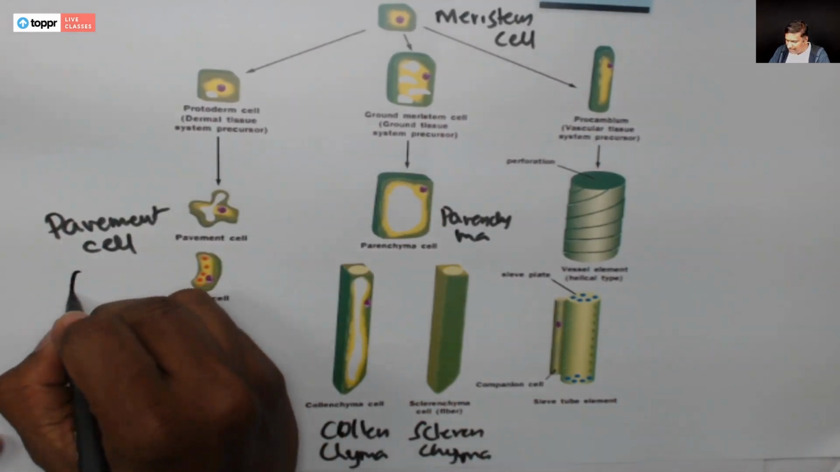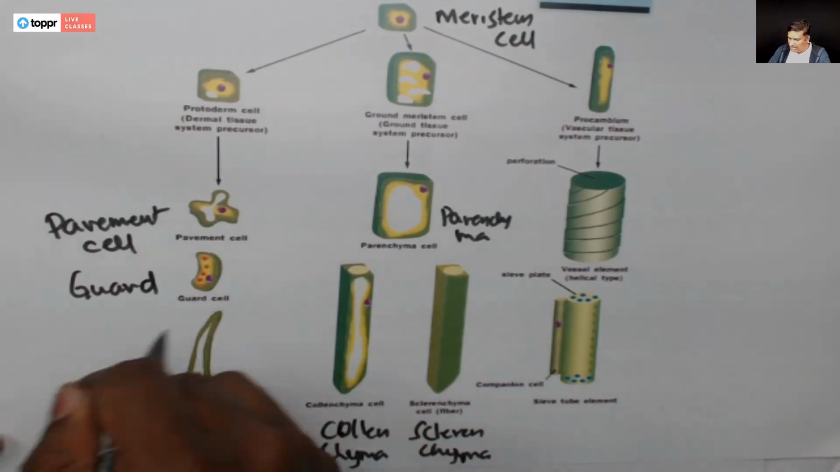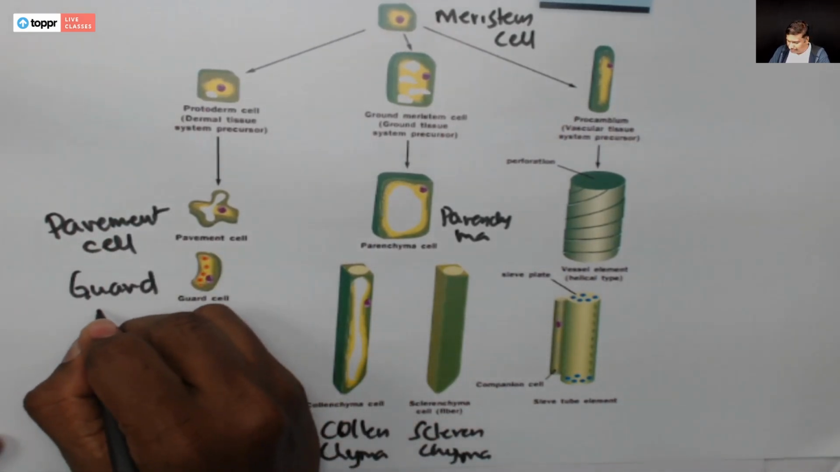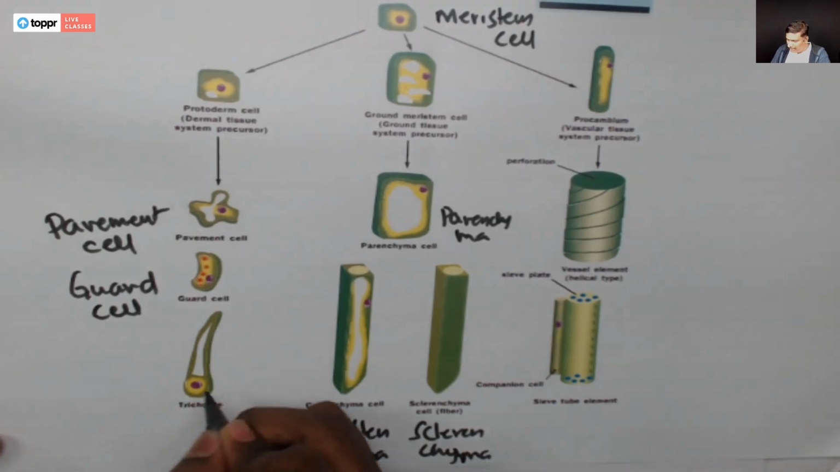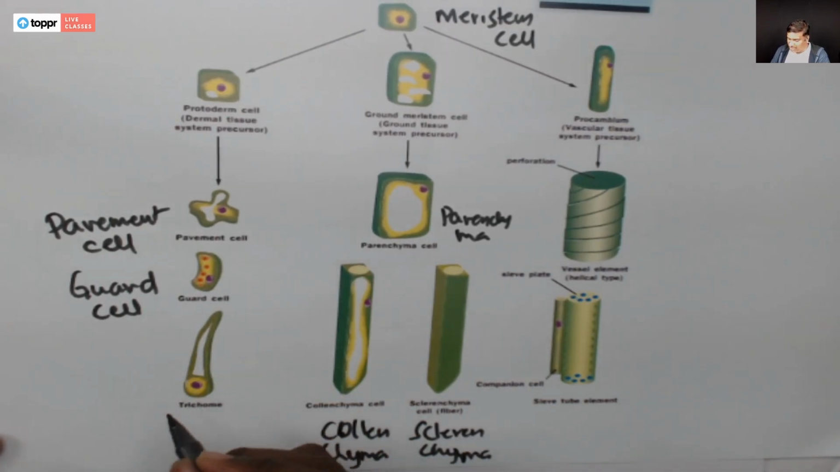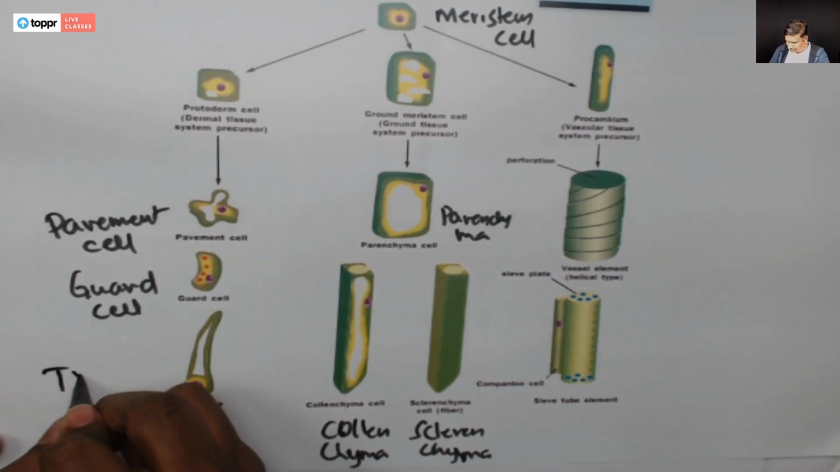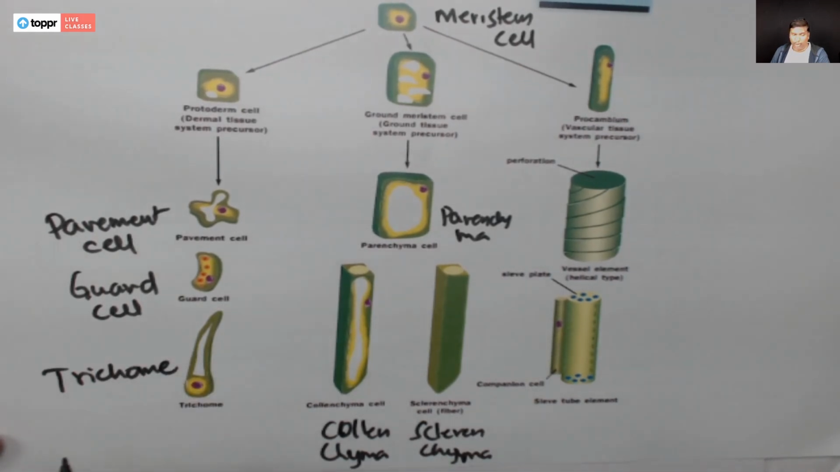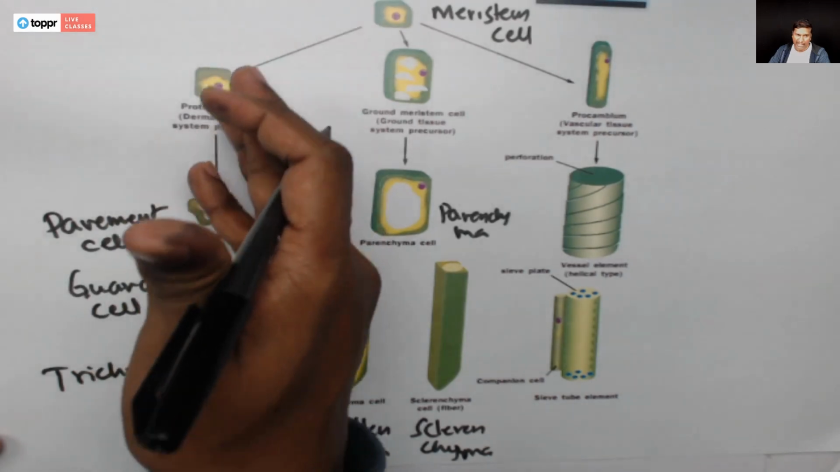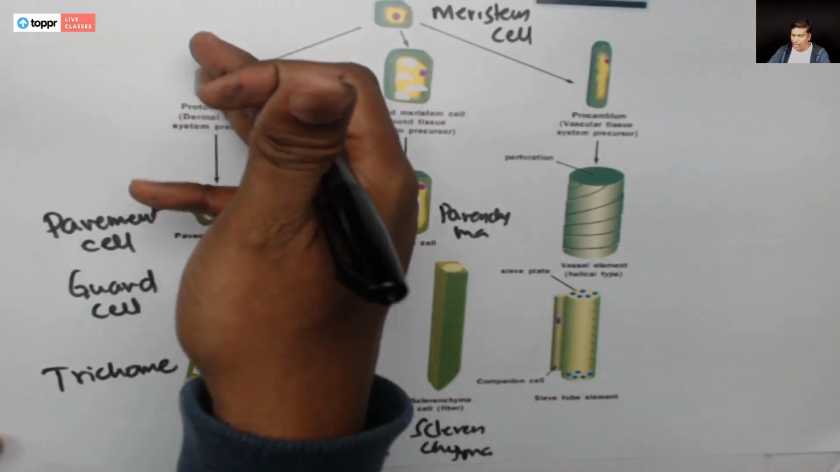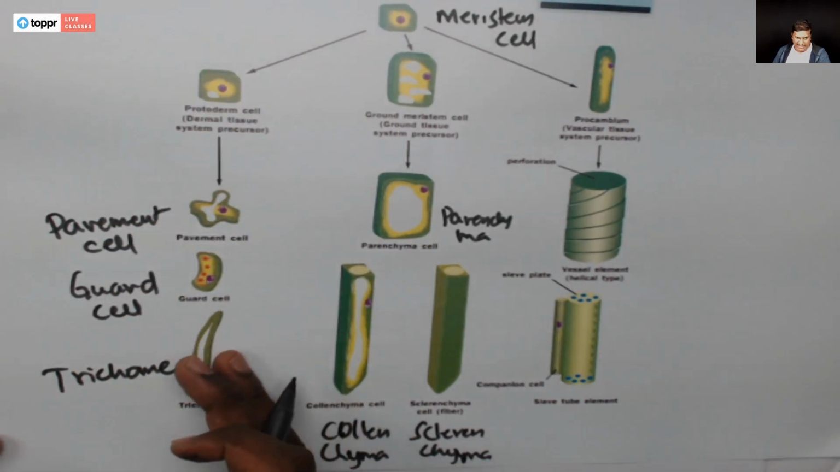You're getting your guard cell, that is actually guarding your stomata, and then you're getting the hairs which are present on the plant, they're called trichomes. You're getting those trichomes as well. All the cells that you actually find on the surface, in addition to the epidermis, are being derived from your protoderm cell.